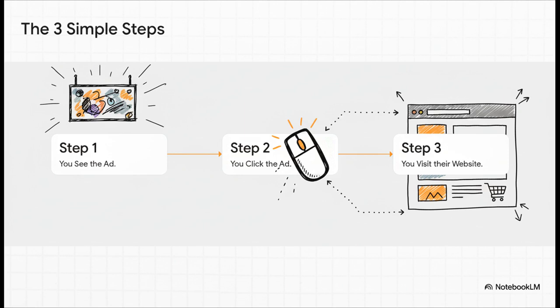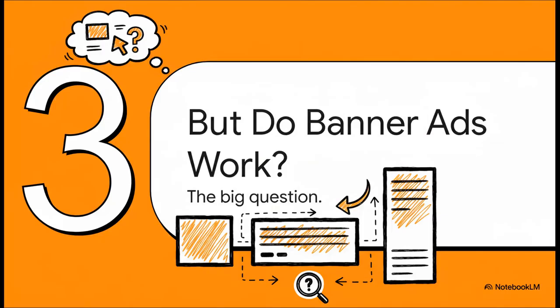First, you see the ad. That's step one. Then, hopefully, it's interesting enough that you decide to click it. That's step two. And finally, step three. That one little click takes you right over to their website, where they can make their big pitch. So, that's the game plan. But here's the million-dollar question. Does any of this actually work?